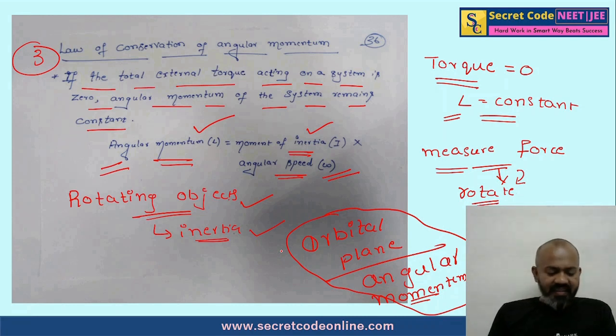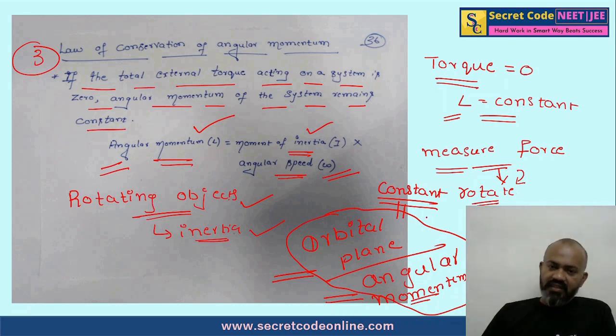I'll repeat it again. The planets revolving around the sun in an elliptical orbit will maintain their orbital plane and angular momentum in this plane constant. They will maintain both of them constant. Who will maintain? Planets will maintain. While they revolve around the sun, they will maintain orbital plane and angular momentum, so that angular momentum is conserved. This is the best example for the law of conservation of angular momentum. Very easy and simple explanation. Now let us move on to the next one.